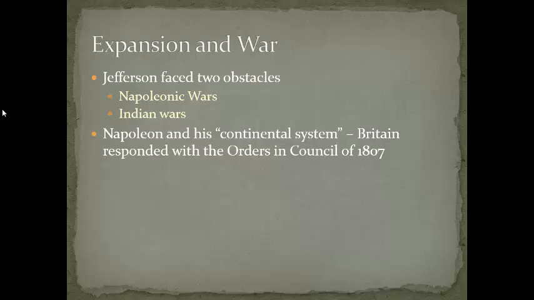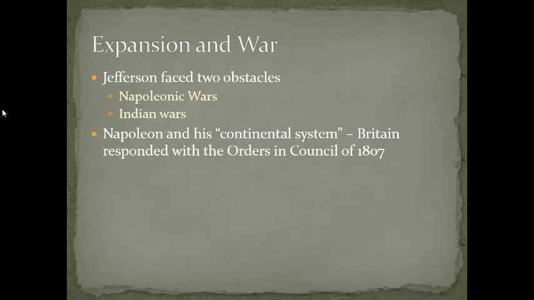Principally, by this point in time, the only power left standing against Napoleon is Great Britain. He's pretty much conquered the rest of Europe. So in order to combat Great Britain, Napoleon begins what is called the Continental System. Basically, what the Continental System said was, if you do business with France, you cannot do business with the English. If you do business with the English, you can't do business with the French. So it's economic warfare.